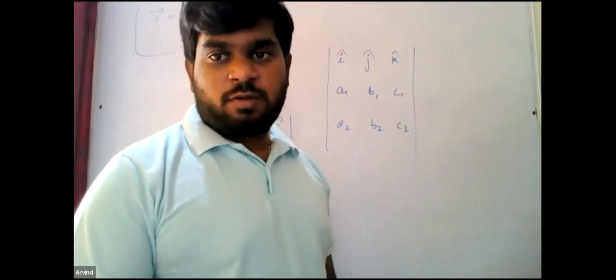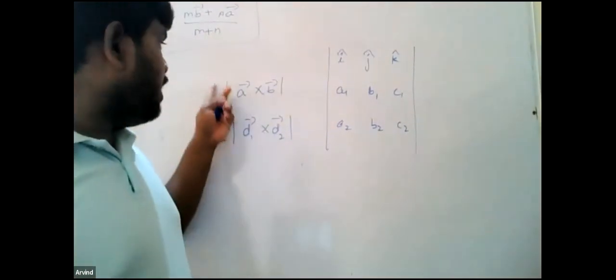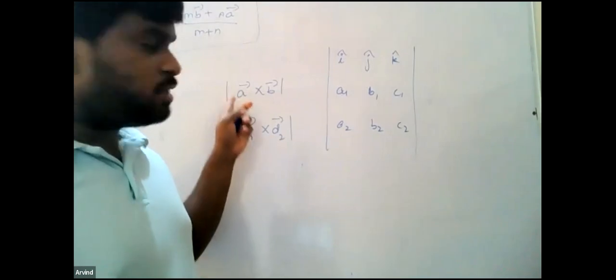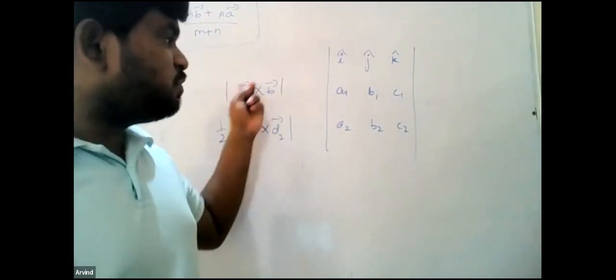And one more thing is, if you multiply this by half, you get the area of the triangle. 1 by 2 of this will give you the area of the triangle.